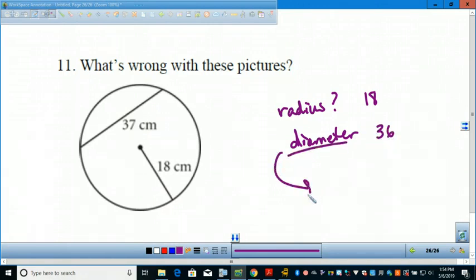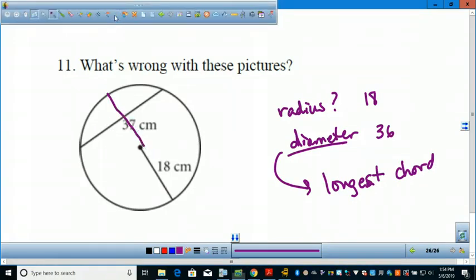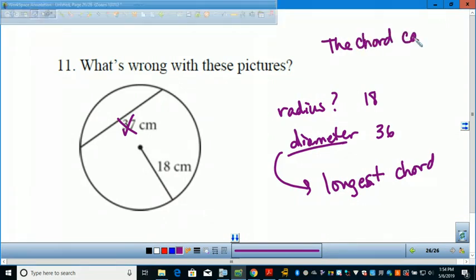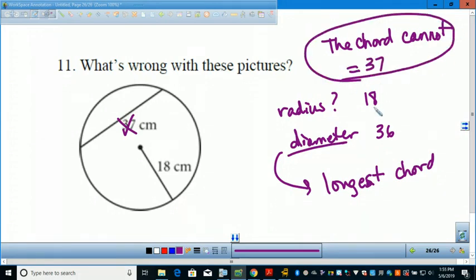36. The diameter has to be the longest chord in the circle because it's the widest. It's the longest chord. So if the diameter is the longest chord, there's no way that can be 37. So either this is wrong or the radius is wrong. Okay, the chord cannot equal 37 if the radius is 18. It won't work.